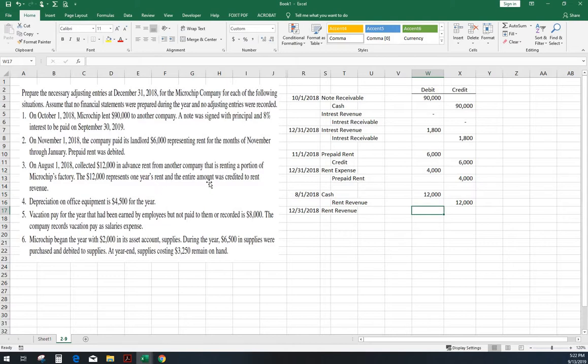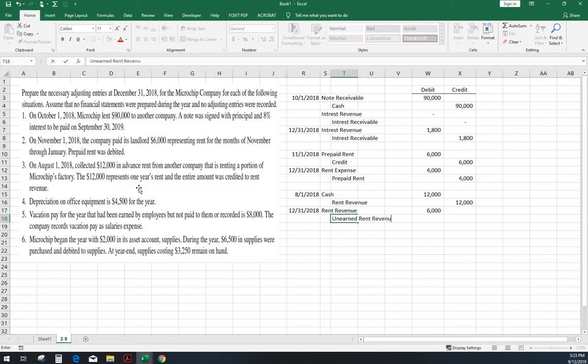And we got to figure out how much portion of Microchip's one year's rent. So they used August, September, October, November, December. So that's 6,000. And then the rest is unearned rent, and that's 6,000. So that leaves our rent revenue balance at 6,000 because they've only used half.